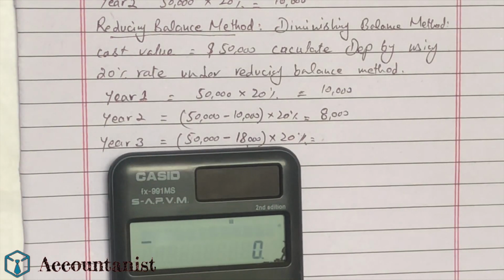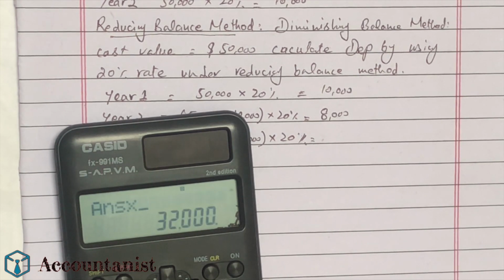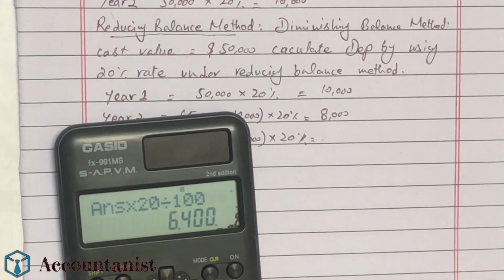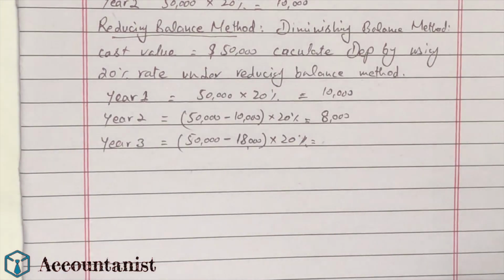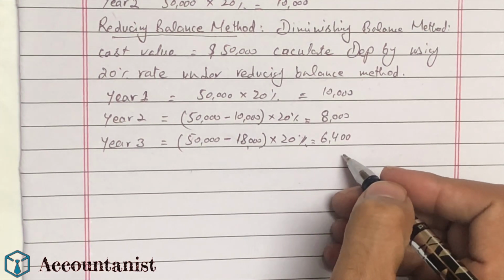So I will do it like this: 50,000 less 18,000, multiplying by, so 32,000 multiplied by 20 divided by 100 will give me the answer of 6,400. So 6,400 will be the depreciation of the next year.